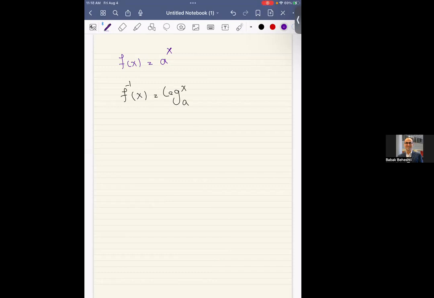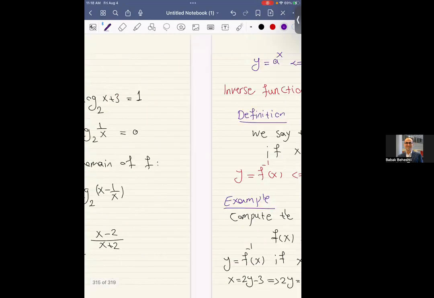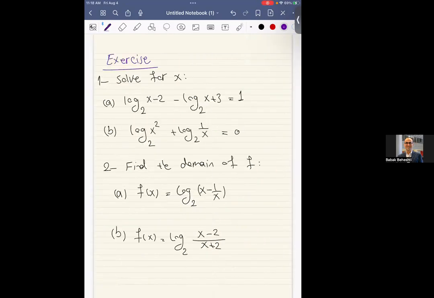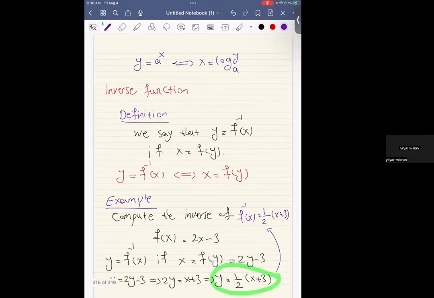Okay, so that was the idea of the inverse. Now let's go back to some of this. Do you have any problems with solving these logarithmic equations? Is that clear? At least the logarithmic equations. Question 1, A and B. Misran, do you have any question for problem 1? Not yet. Okay. Very good.